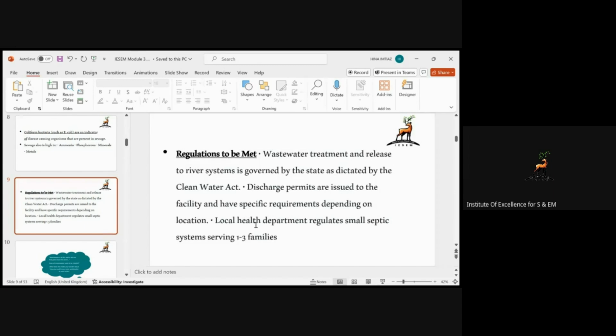Basically, the local health department regulates a small septic system serving 1 to 3 families. This is basically when you have to obey the higher authorities. For example, if you are obeying the rules issued by the government, then you also have to follow the rules issued by the local government or the district level. So you have to fulfill all these types of rules and regulations before treating wastewater.